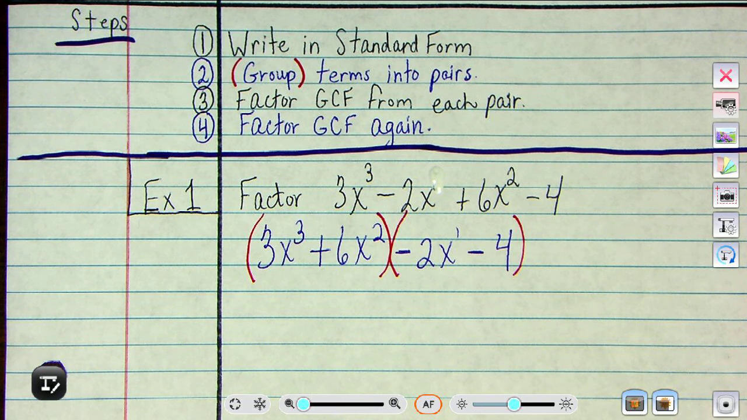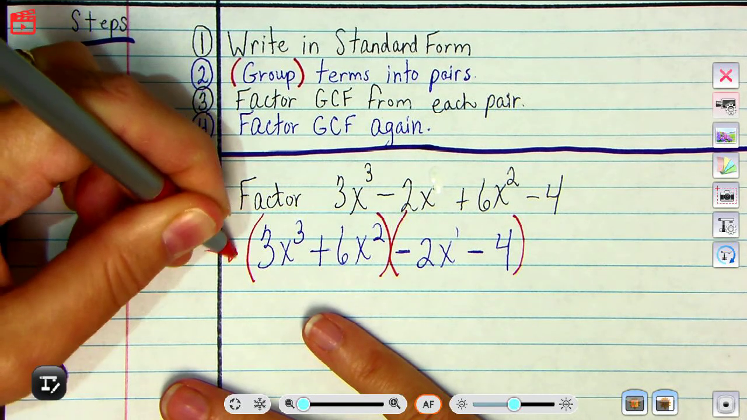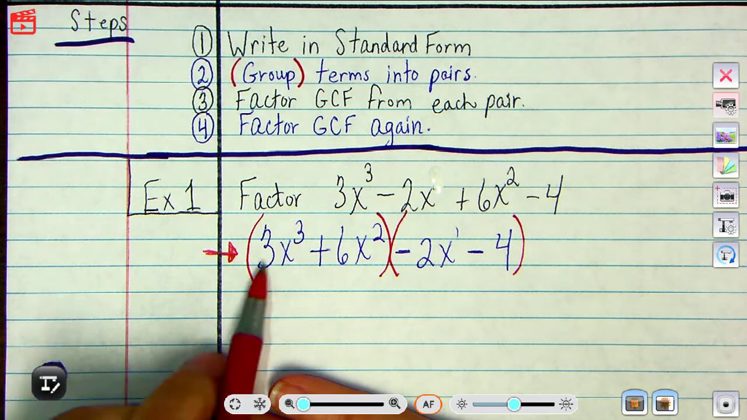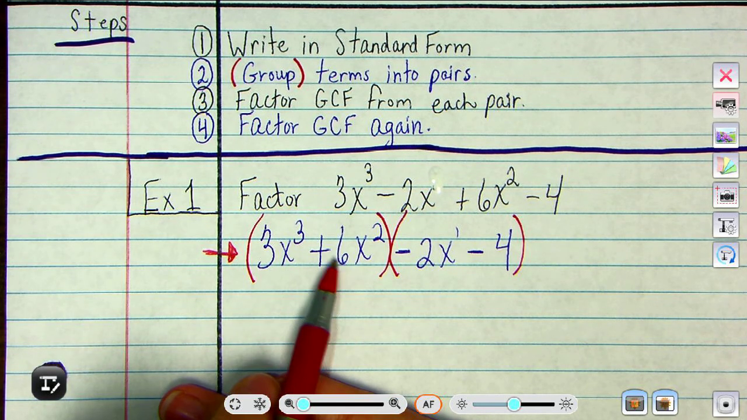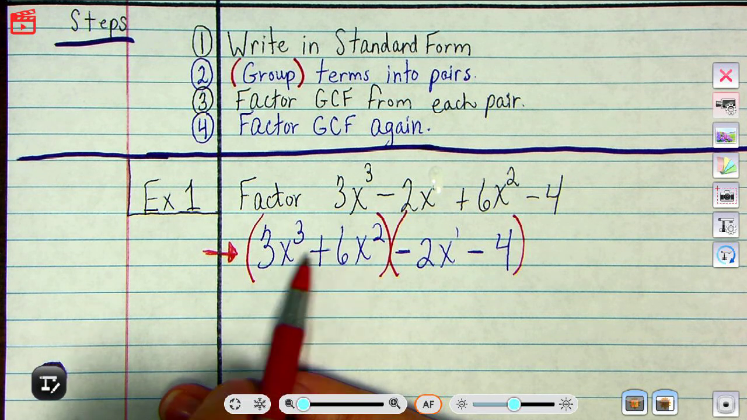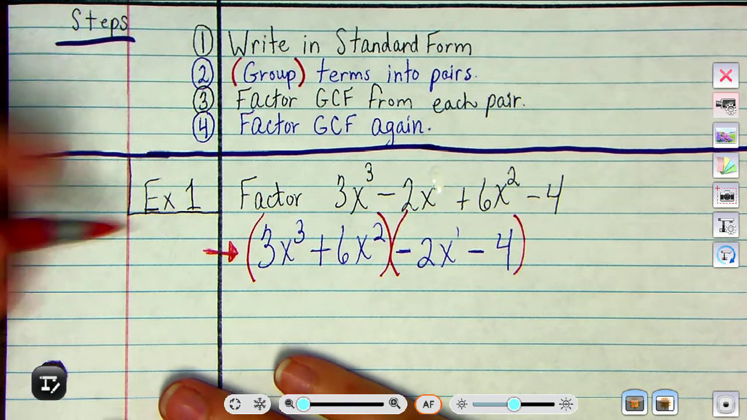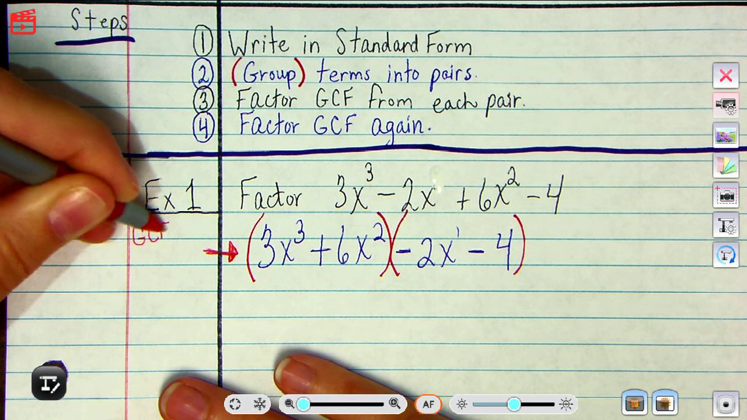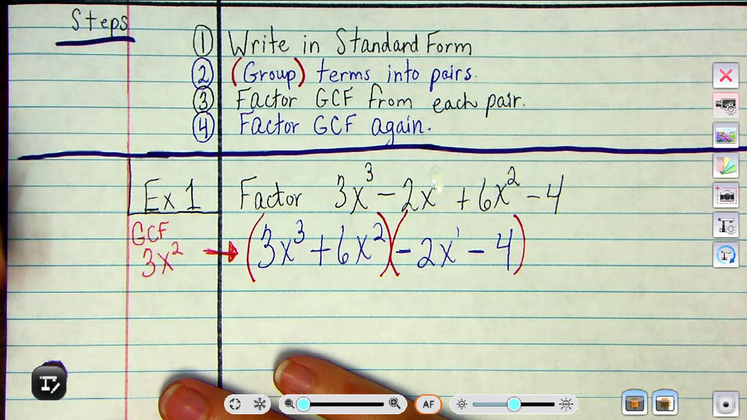And now I look for the greatest common factor for each pair. So for this first pair right here, that greatest common factor, let's see, the largest number I can divide both of these by is 3. Both terms contain x, so I go with the smaller exponent, which is x squared. So for the first pair, our greatest common factor is 3x squared.